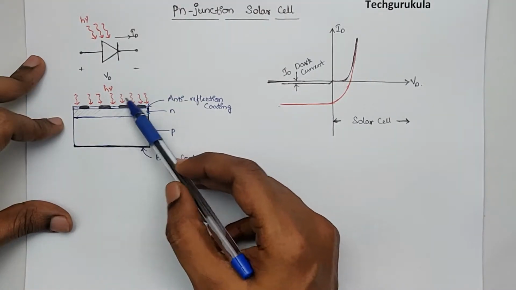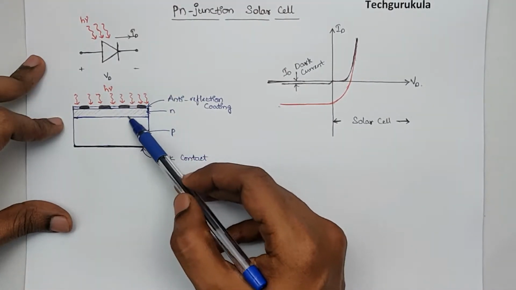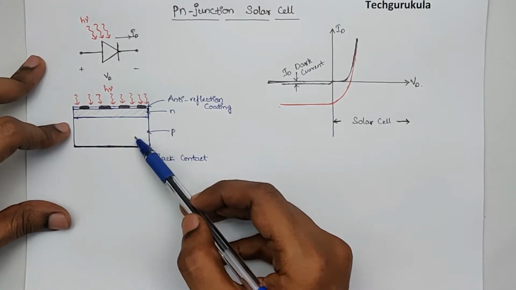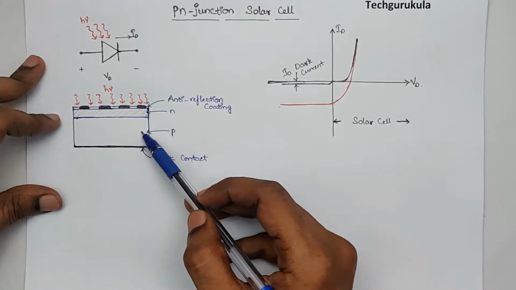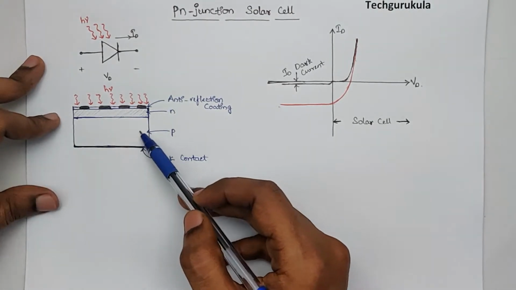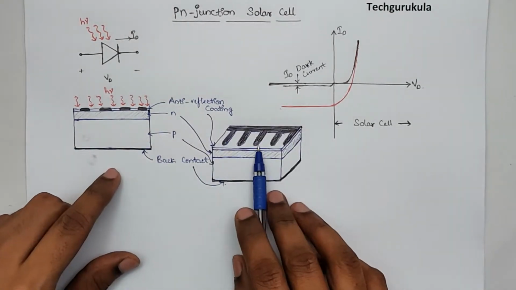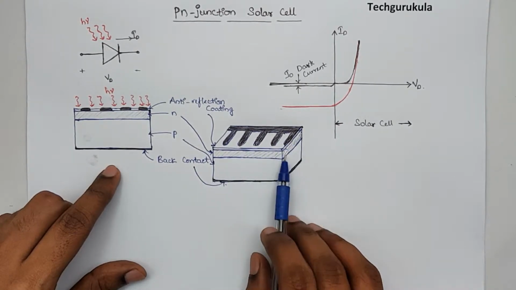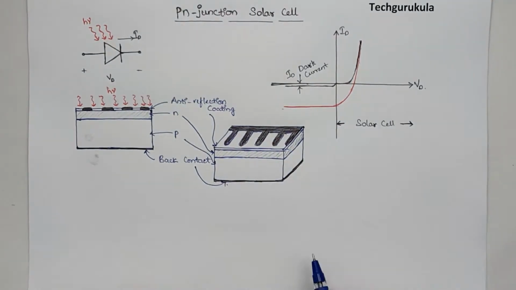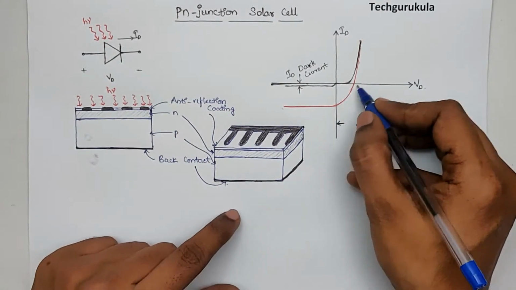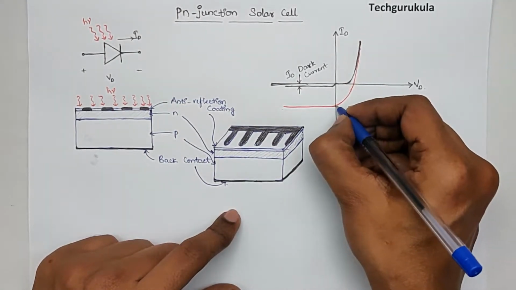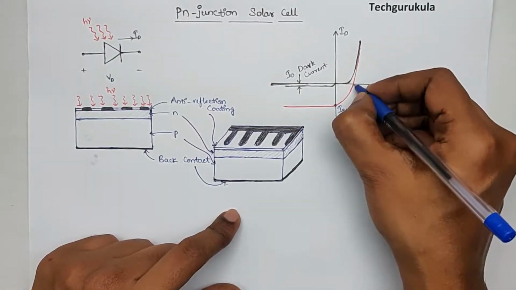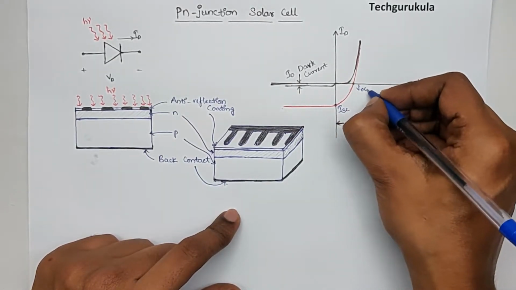Assuming most of the photons are absorbed in the depletion region, very few would go into the P region, where they wouldn't be of much importance either because this is a neutral region where there is no electric field. This is the three-dimensional model in which we can see the finger structure for the metal contact made on the N side. Now, coming back to the current voltage characteristics, we have seen that this is the short circuit current and this is the open circuit voltage.